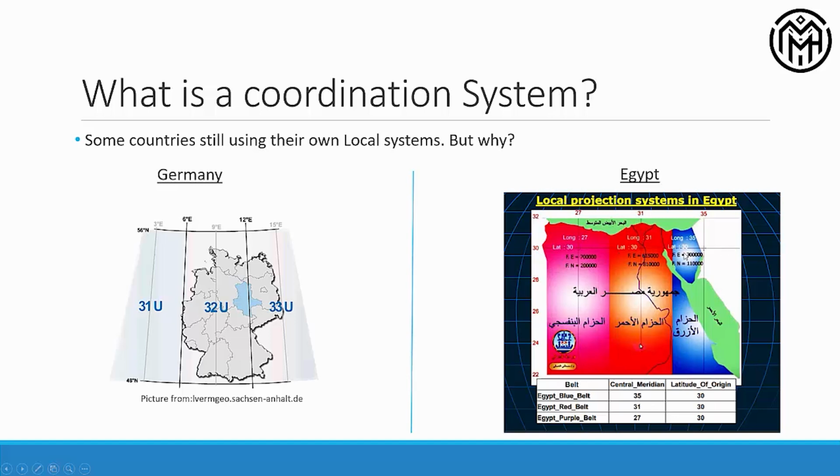Same for here, same for here. They also assumed a false easting and false northing for each one of them. And at the same time, they are still able, if they have a global, big project between two countries, for example, to connect this coordinate system to another coordinate system or another universal coordinate system easily by converting from this one, the local one, to the global one.